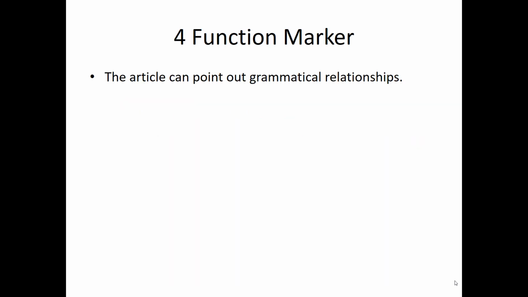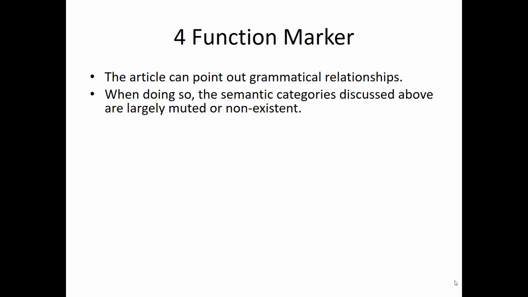Now, another thing that the article does is it points out grammatical relationships. We could say it's a function marker. When the article does this, all these categories that we talked about above really get quite small. They really kind of hide away, maybe even becoming almost non-existent. And it's really the function marking type of thing that rises to the top in these sorts of occasions. The article can be used to show adjectival position.